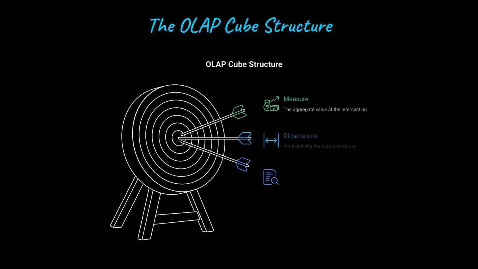OLAP organizes data in cubes. Each axis represents a dimension: time, geography, service line, payer, and each cell holds a pre-computed measure like revenue or volume. Analysts can slice across a single dimension, drill down from year to month, or roll up from department to facility, all in seconds.